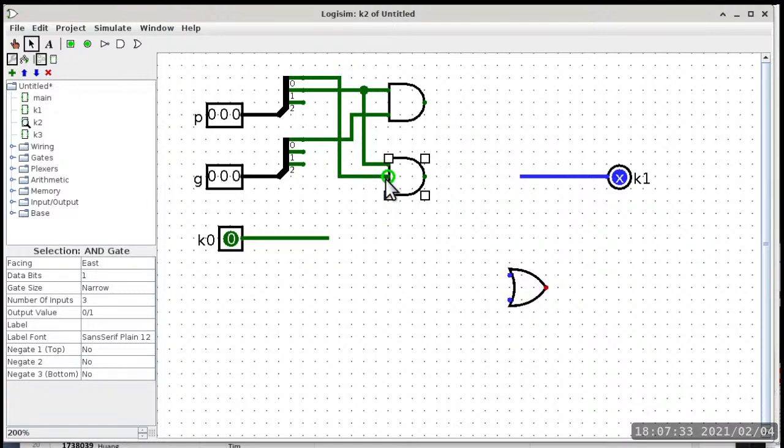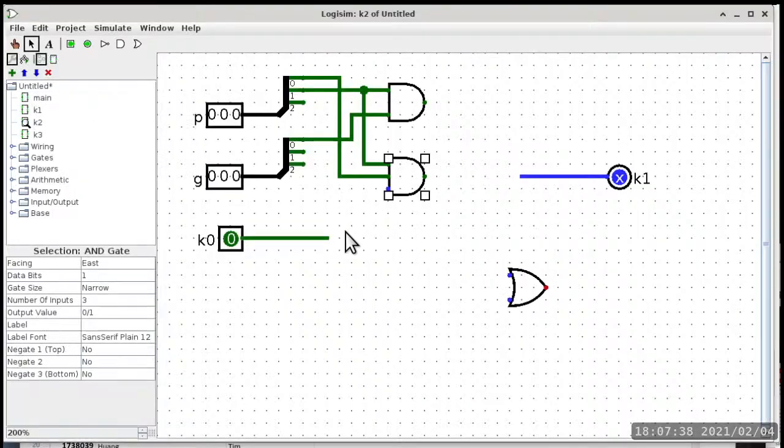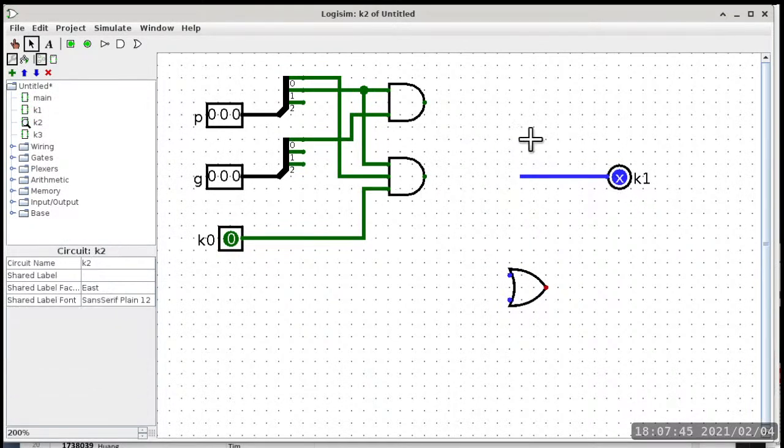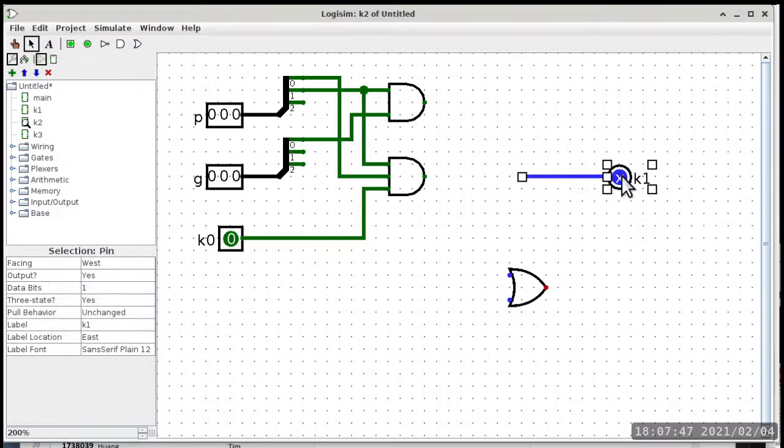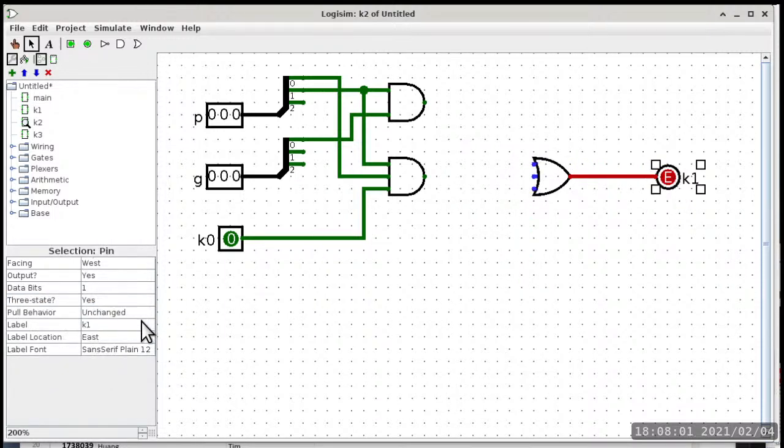So we have P0, P1, and then we have K0 over here. So K0 is by itself going into here. And then we have the OR gate. The OR gate also needs 3 inputs. I forgot about that. So this one also needs 3 inputs. And then the output goes to the output pin, which probably should not be labeled K1 anymore, right? Because this is the K2 circuit. So this is now going to be labeled K2.